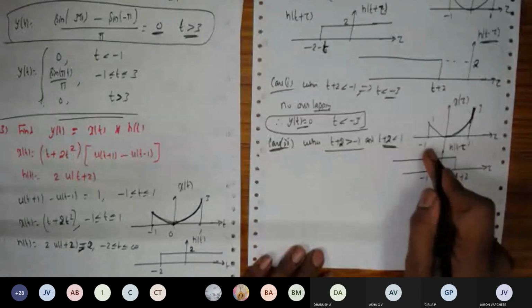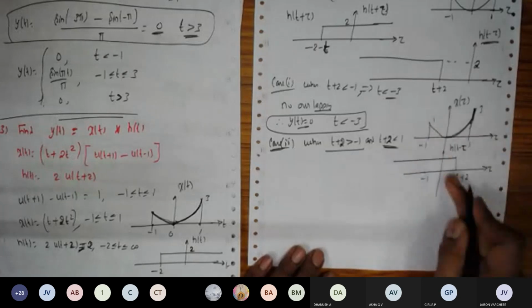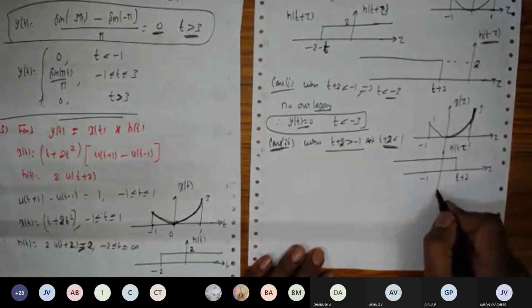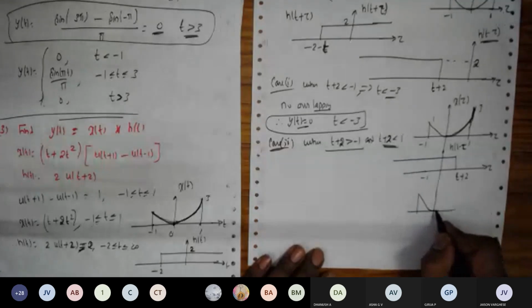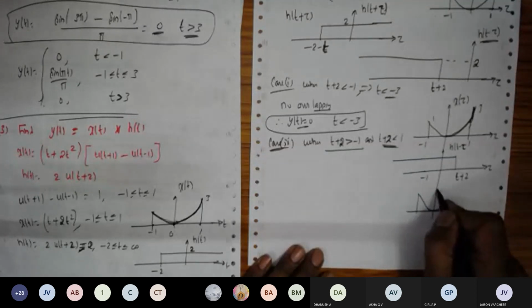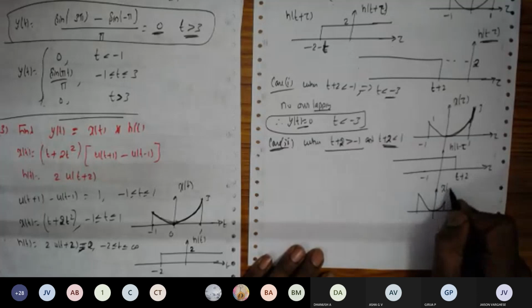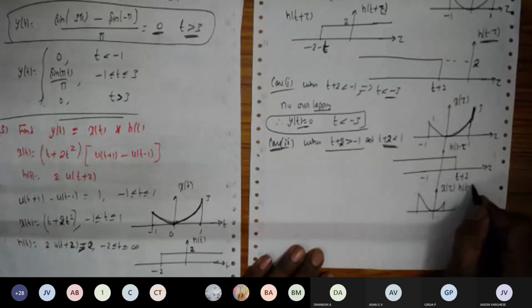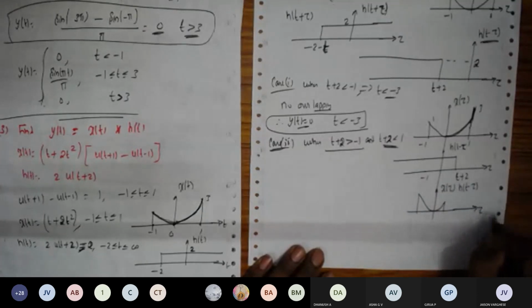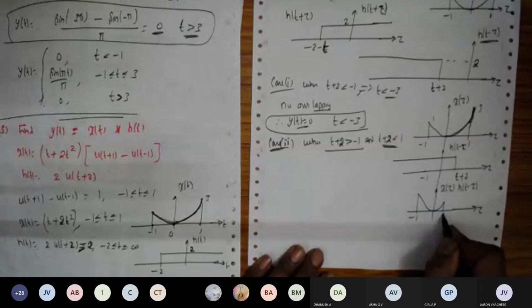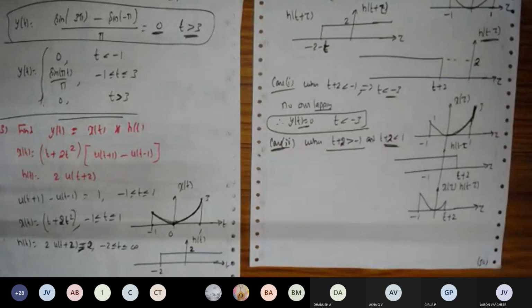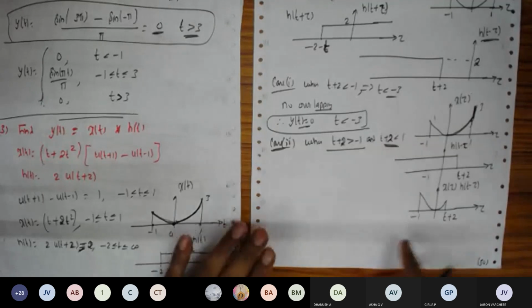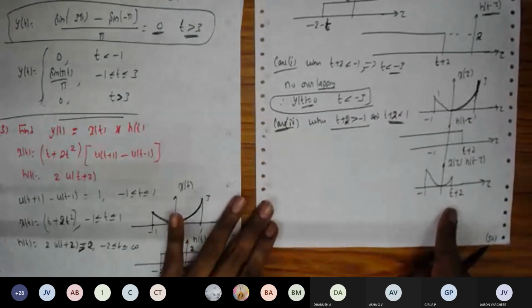The product will be encountered. 2 multiplied by this one, 2 into 1 will become 2 here, and 2 multiplied by 0 will be 0. So the product will be somewhere like this. This is x of tau into h of t minus tau, and this is tau, from -1 to t plus 2 here. Let us see the value in the product. From -1 to t plus 2, the product is going to be encountered.